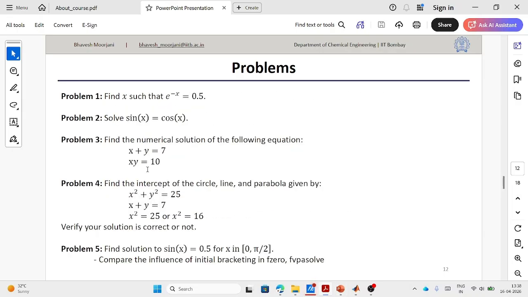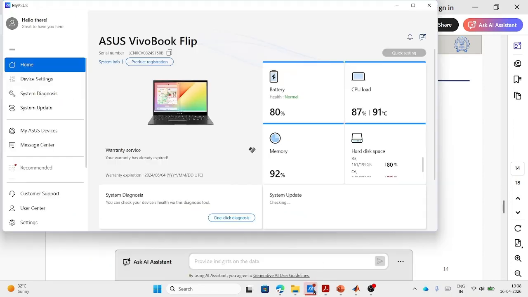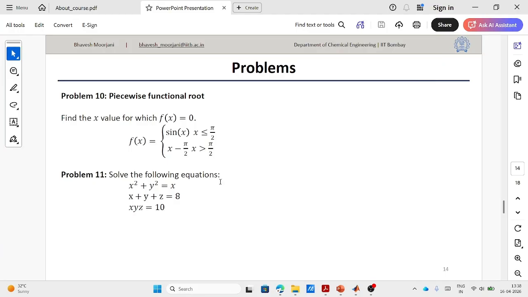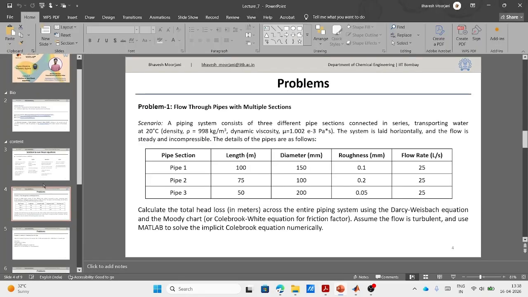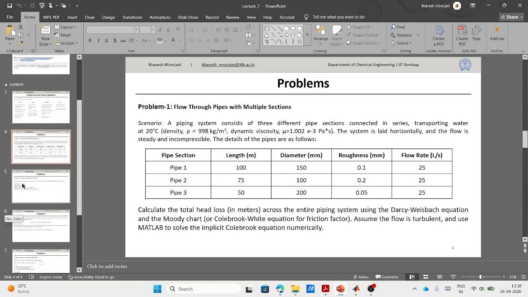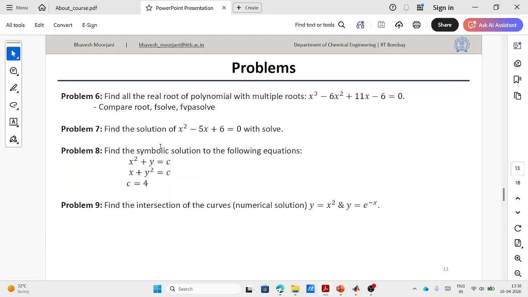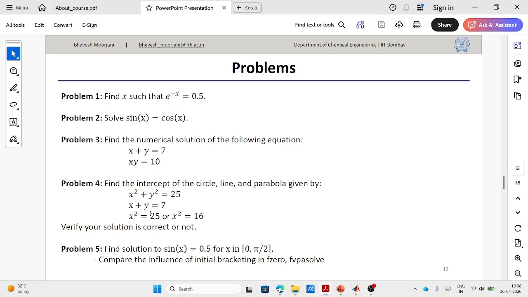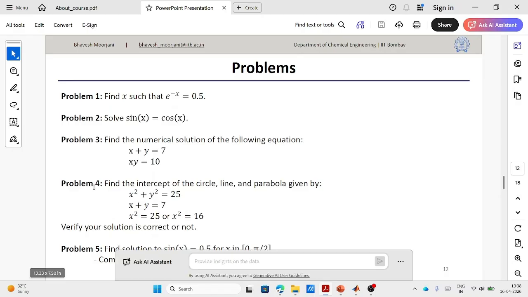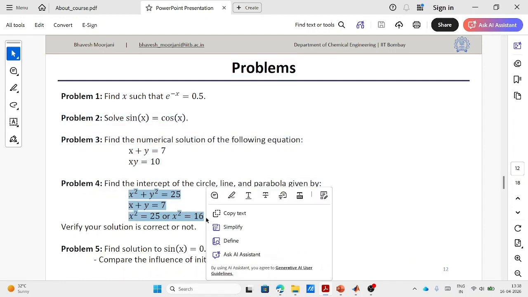So what I will do is go through one or two problems from this set, so that we recall the idea of the solvers in MATLAB, and then we will move forward with the four problems which are related to chemical engineering, where we will be using the solvers, right? So first, let's consider maybe problem number 4, which involves multiple equations. What we have been asked is to find the intercept of a circle, line, and parabola, which is given by this set of four equations, right?